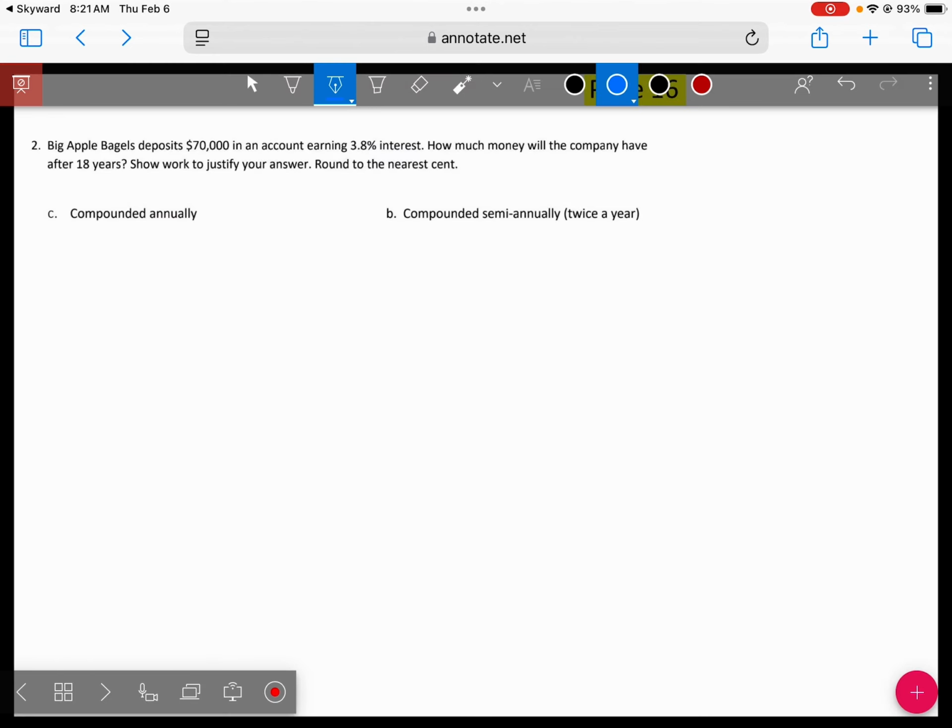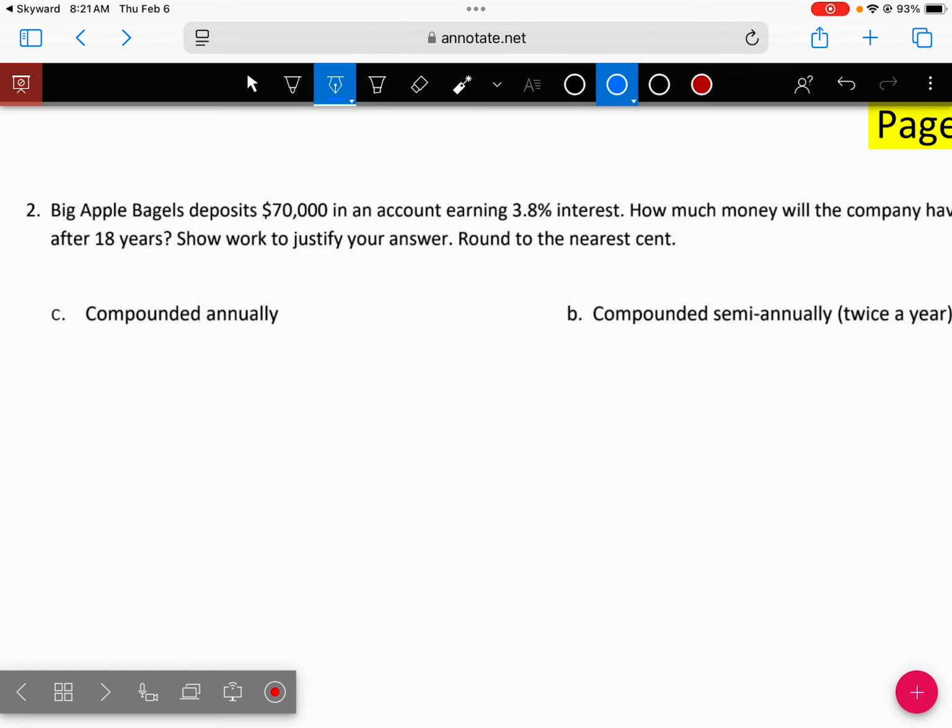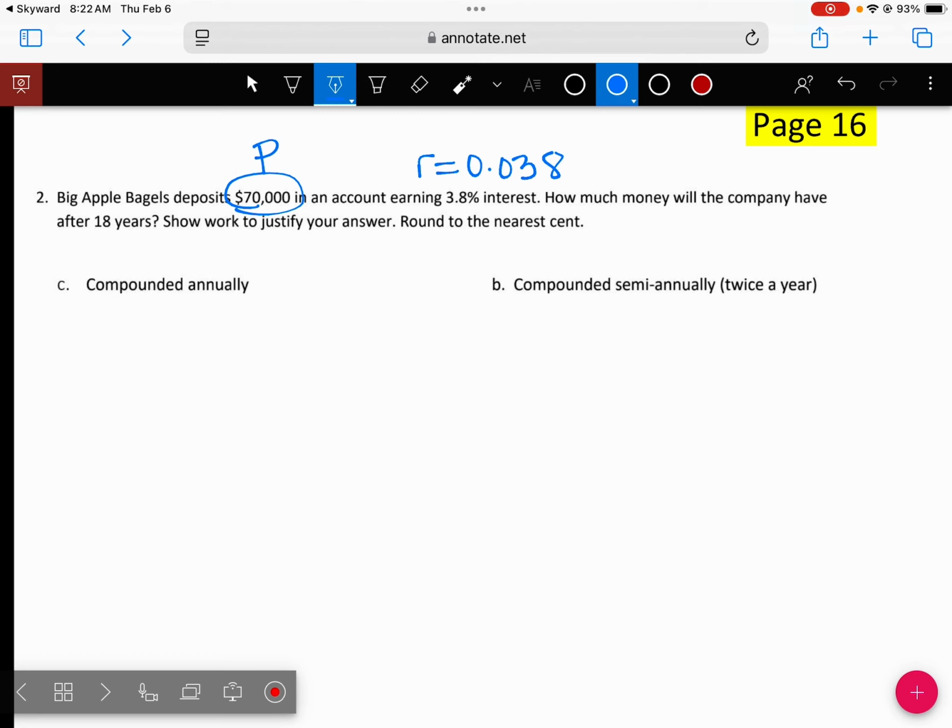All right, next. Big Apple Bagels deposits $7,000 in an account. So this $7,000 would be our starting amount. The account earns 3.8%. Everybody pick up your calculator. Take 3.8 divided by 100. See what you get. Should get 0.038. How much money will the account have in 18 years?